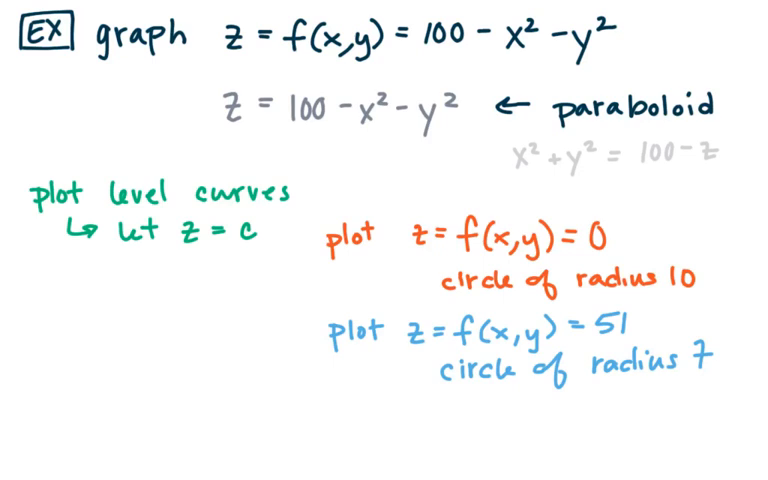And our last one here that we might plot, z equals f of xy. I mean, we can do this infinitely, but I'm just choosing some numbers randomly that I know are going to work out. So if I take 75 and I plug that in here, 100 minus 75 gives me 25. X squared plus y squared equals 25. That is a circle of radius 5.